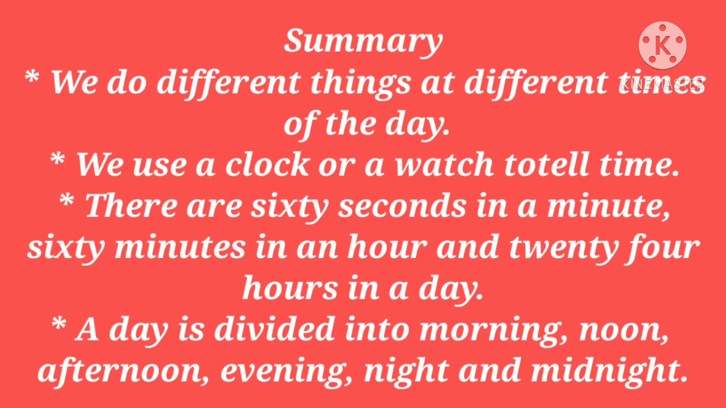A short summary of the lesson. We do different things at different times of the day. We use a clock or a watch to tell the time. There are 60 seconds in a minute, 60 minutes in an hour, and 24 hours in a day. A day is divided into morning, noon, afternoon, evening, night, and midnight.